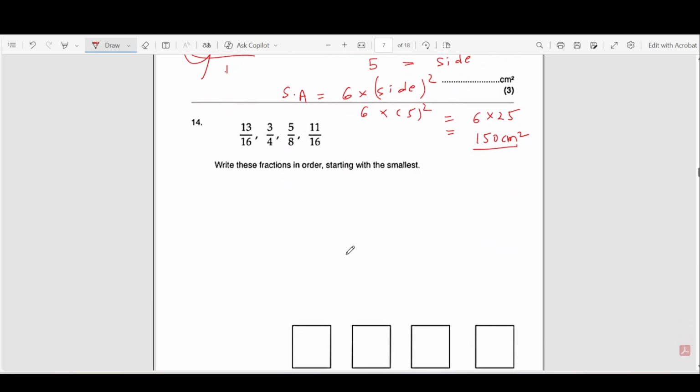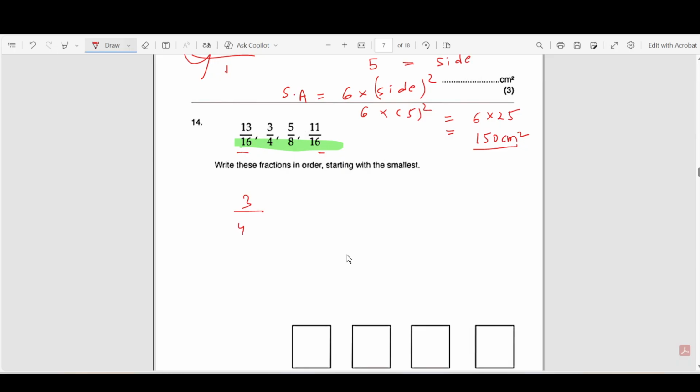Let's go to the next question, which is to write these fractions in order starting with the smallest. Let's see how we can do it. First, if you check the denominators, we need to make the denominator common so that we can compare. The denominators are not the same, only these two have 16. Because 4 and 8 are factors of 16, I can convert all of them into 16, so I have a common denominator. The first one is already 16.